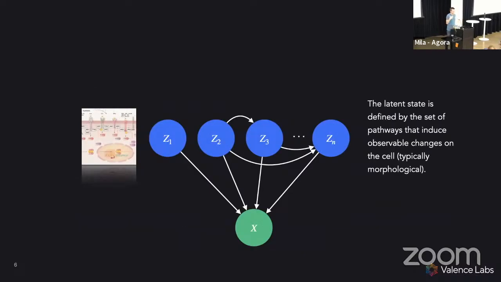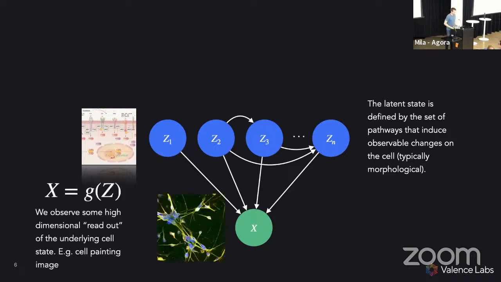Well, the way I tend to approach this problem, coming from a causal inference or causal representation learning background, is we think that the cells that we're imaging have some latent state. We're not going to specify what that is. We're just going to say there exists some latent state that describes the cell, which we use Z to denote. And then the images we observe, the pixels in an image, are some rendering of that latent state. So we'll use the function G to describe the process of imaging the cell into pixels. We can think of this as a high-dimensional readout of the underlying cell state.